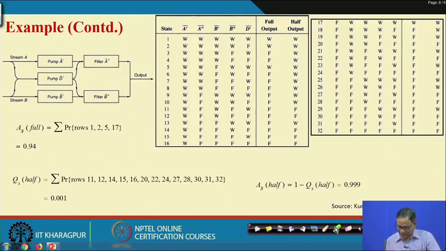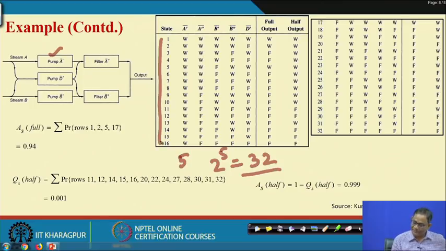So, now how we are using the truth table, you just see. How many possibilities are there? The question is, how many pumps? 3 pumps and 2 filters. So how many components? 5 components. So each component can have how many states? 2 states. So that's why the combination will be 2 to the power 5 equal to 32. You see the 32 combinations are written here. So the first combination, W means working, everything working. What will happen? Full output is possible, and half is there.